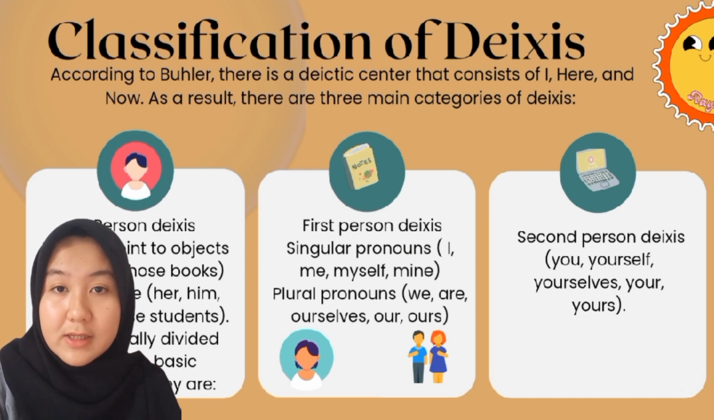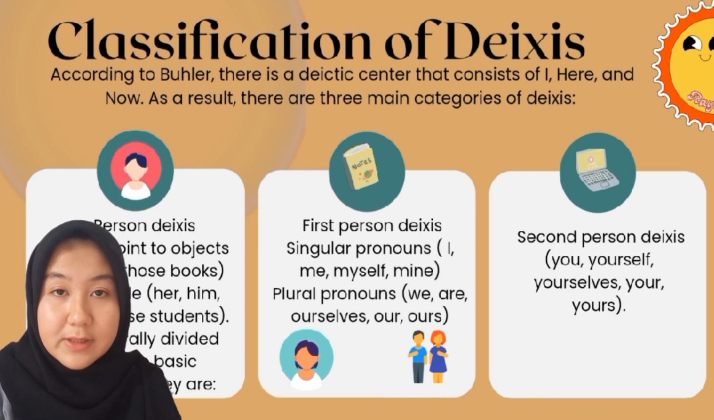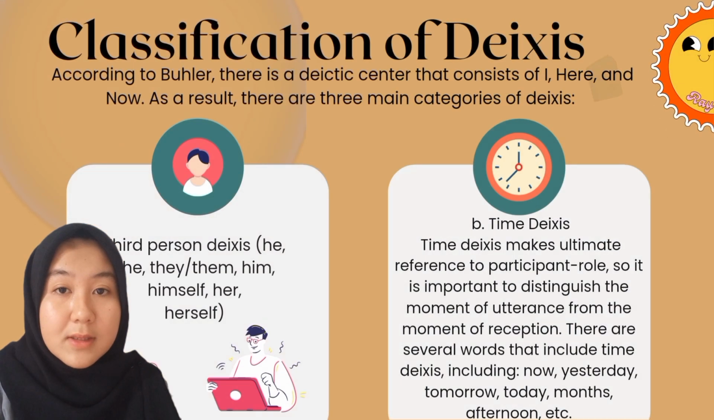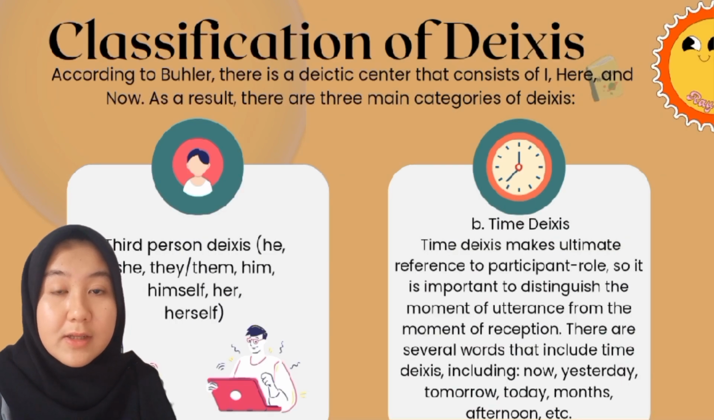It is generally divided into 3 basic categories. They are first person deixis in singular pronouns, I, me, myself, and mine, and plural pronouns, we, ourselves, our, and ours. Second person deixis, that is you, yourself, your, and yours. And then the third person deixis, that is he, she, they, them, him, himself, her, or herself.